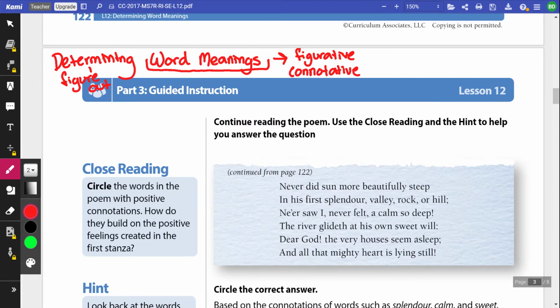Now, connotative, that refers to the feeling that's behind the word. Connotative refers back to connotation, which we know is the feeling behind the word. So, whenever we are working with figurative and connotative word meanings, we really have to make sure that we pay attention to the tone. And there are three different feeling words that we think about when we consider tone, and that's positive, negative, and neutral.